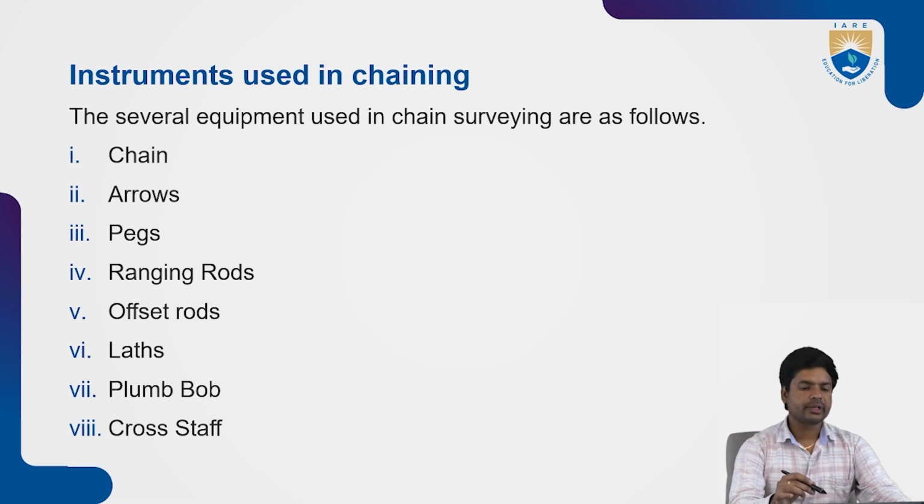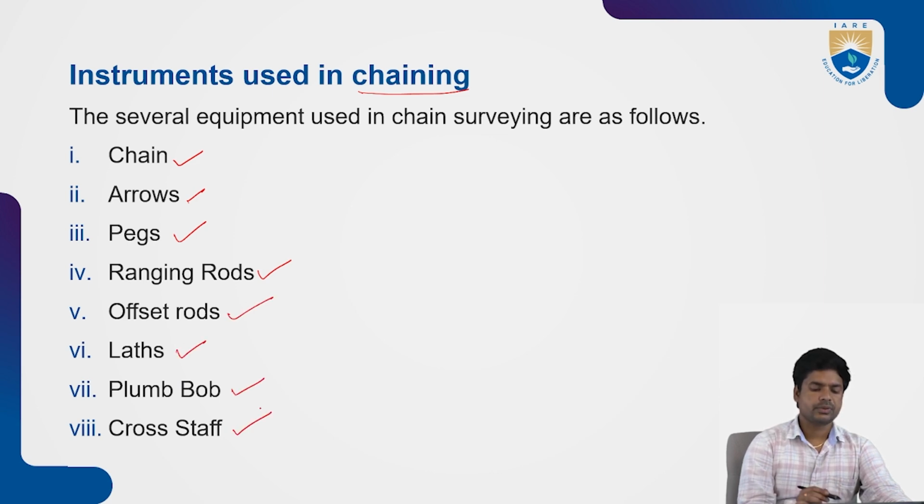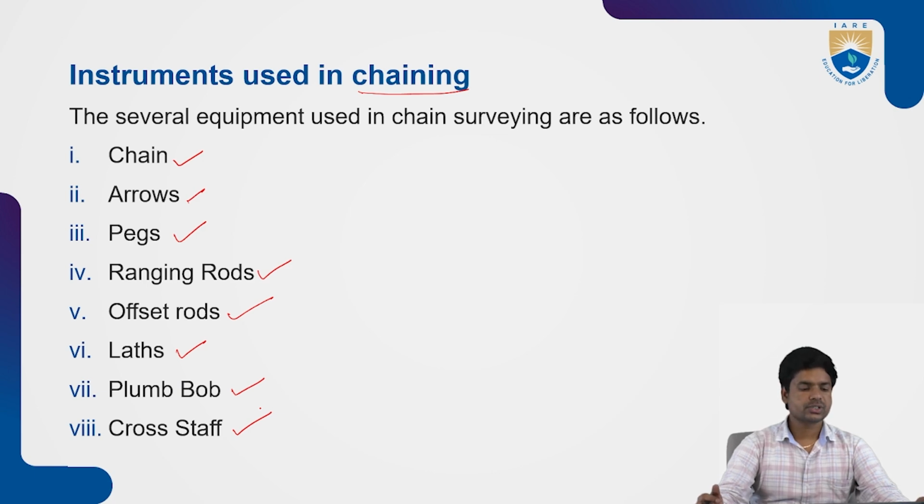Now coming to the next part of our lecture, instruments used in chaining. In chaining, we use different types of instruments to measure the distances from one point to another point. The several pieces of equipment used in chain surveying are: the chain first, and then arrows, pegs, ranging rods, offset rods, laths, plumb bob and cross staff. Okay, these are the different instruments we use in chaining.